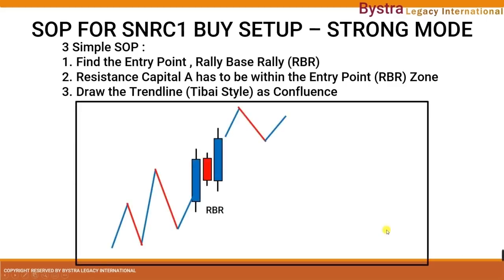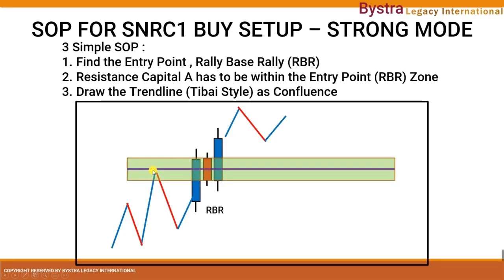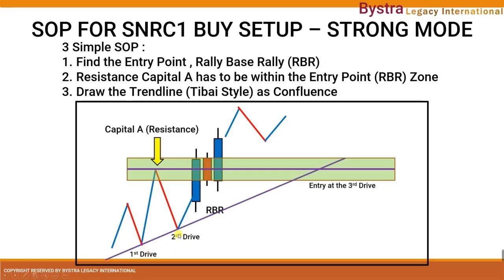So here I give you an SOP of the example. We can see that this is a rally base rally, and there is a capital letter A. So we mark the zone and we mark the horizontal line as our pending order for buy limit. Now this time we will add the trend line. So we have the first drive, second drive, and remember guys, we must always enter on the trend line at the third drive. So we mark our pending order of buy limit at the capital A resistance here, okay, which is inside the entry point. So therefore price will come back to this area and continue on the uptrend.